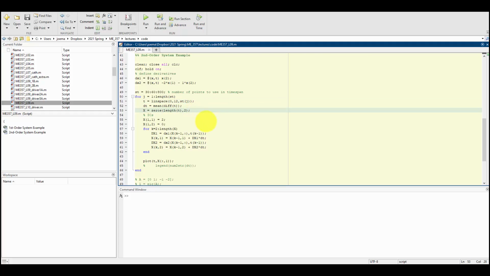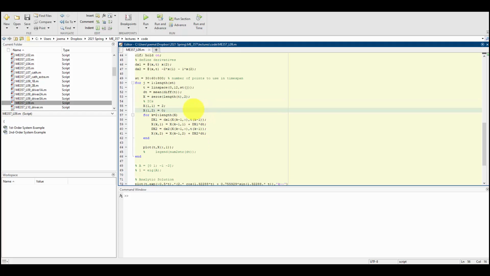And as I did in the previous example, I'm going to pre-allocate my solution, my big X. This is going to have two columns though, because I have my X1 solution and my X2. So that's going to fill up my X. I will have as many rows as I have timestamps, and I have two columns because I have two state variables. Then I put in my initial conditions. We were given that the initial condition of X1 was 2, and the initial condition on X2, the velocity, was 0.